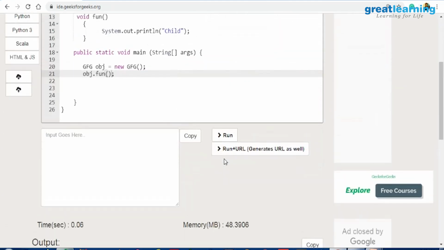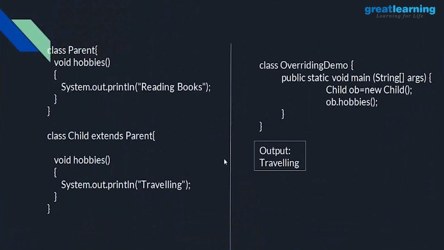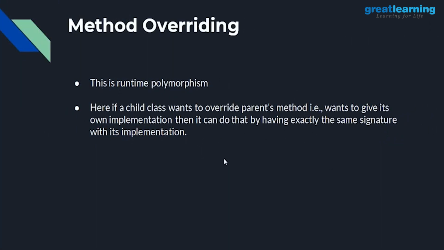Cool. This is runtime polymorphism. During runtime, this thing happens. So this is all about what? Method overriding. Runtime polymorphism. We checked compile time polymorphism. Both of these are polymorphism, which is the third pillar of object oriented programming.